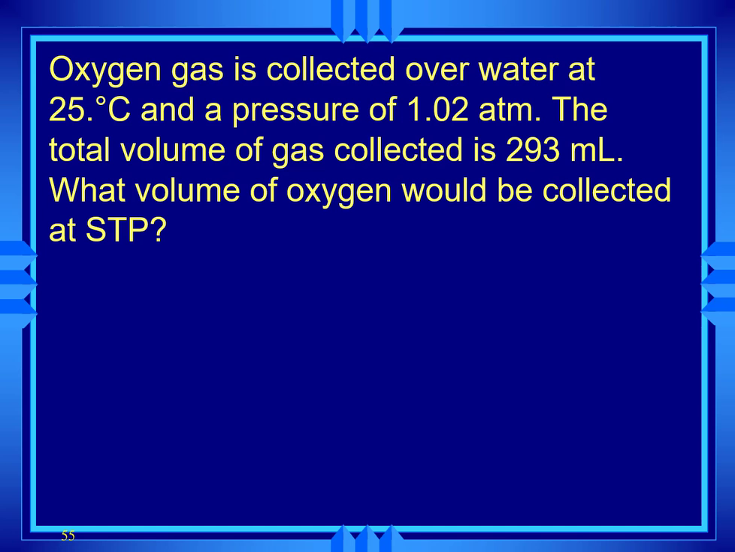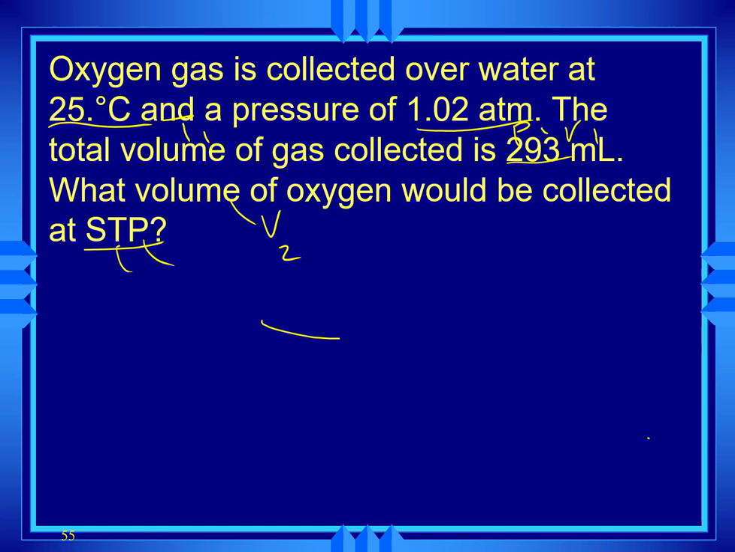So, 12. Oxygen gas is collected over water at 25 degrees Celsius and a pressure of 1.02 atmospheres. The total volume of the gas collected is 293 milliliters. What volume of oxygen would be collected at STP? So that gave me one temperature, one pressure, one volume. They want a second volume, so that must have been the first, and those other two must have been first pressures. You want V2, and you tell me STP, and that's another temperature and another pressure.